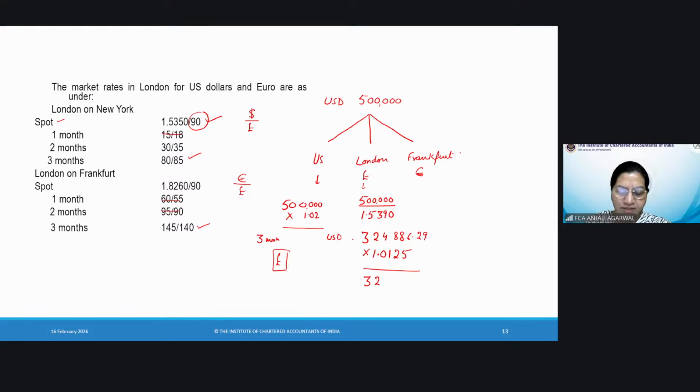Or you can take it in exact currency, 324,886. I'm taking it till 2 decimals and multiplying by 1.0125. So you end up getting 328,947.37 pounds.